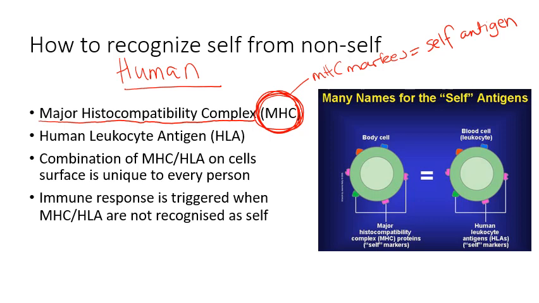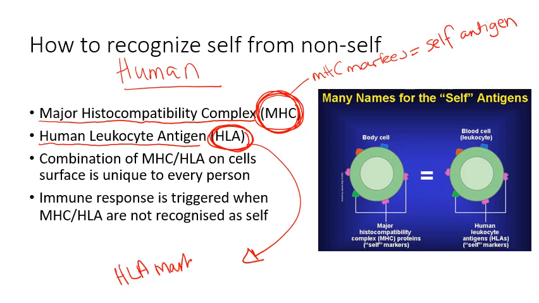And the other one that we sometimes come across but is less common, we probably won't use this too much, but just in case you come across it in your textbooks or other resources, is the human leukocyte antigen, or HLA. Okay, so again, you're not expected to remember the full name or anything like that. So it's usually referred to as HLA marker. And again, that's the same as saying self-antigen when referring to humans.